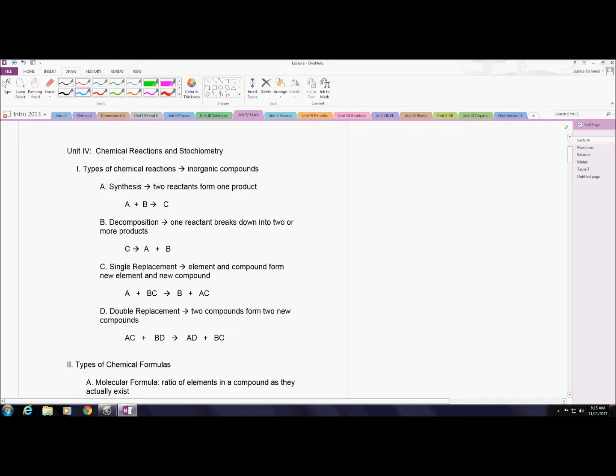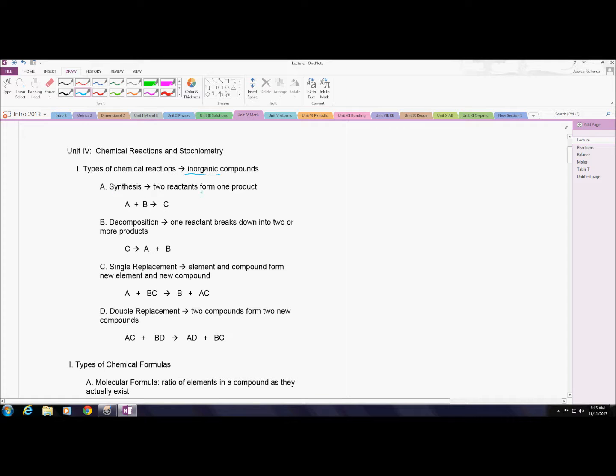There are four main types of inorganic reactions. So these are most of the compounds that we've been working with this year, things that are not carbon-based. Synthesis, decomposition, single replacement, and double replacement are the four names. You should memorize those. So synthesis is going to be exactly what it sounds like.